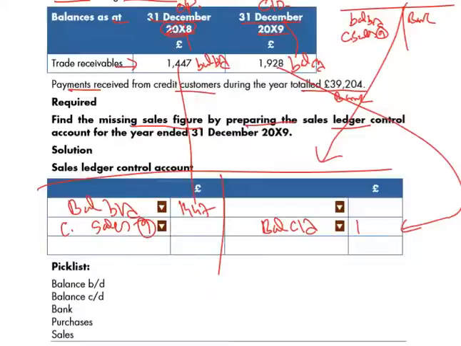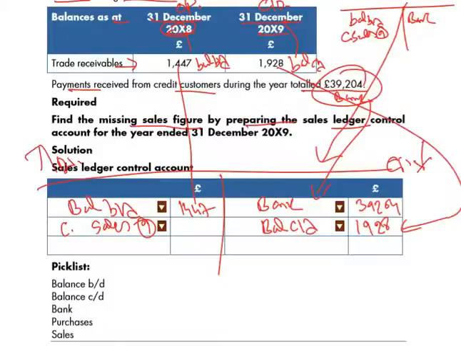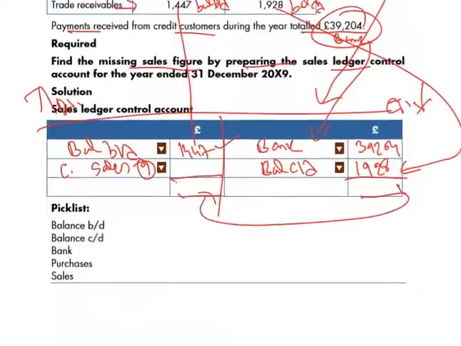Okay, let's follow the momentum. The bank, where do you write the bank? The bank makes it down, doesn't it? Means we received money from our trade receivables, 39,204. That makes it down. DR, CR. CR means down, DR means it goes up. That's it, people. We need to do the total, write the same figure here. Take away balance BD, I'll get my credit sales.